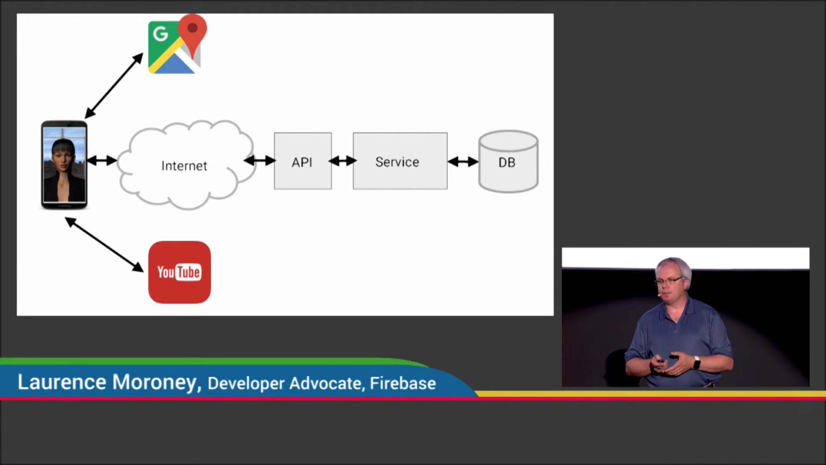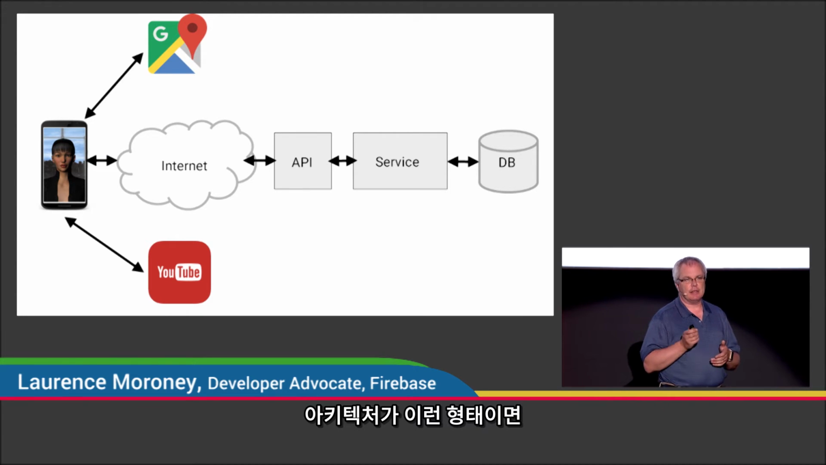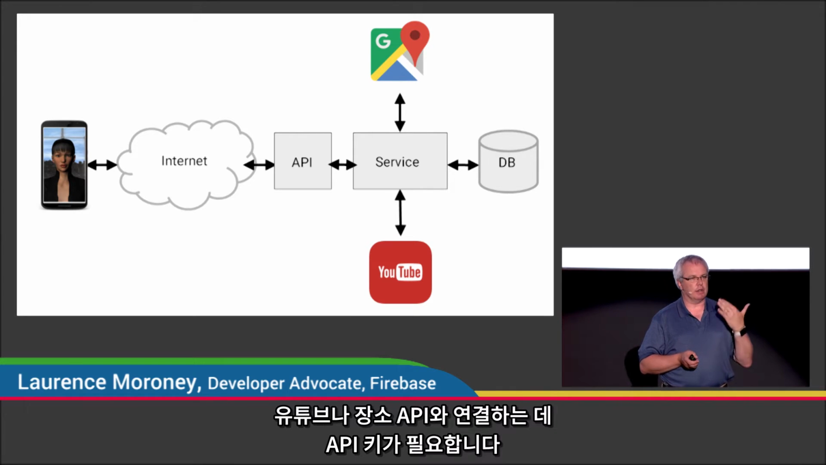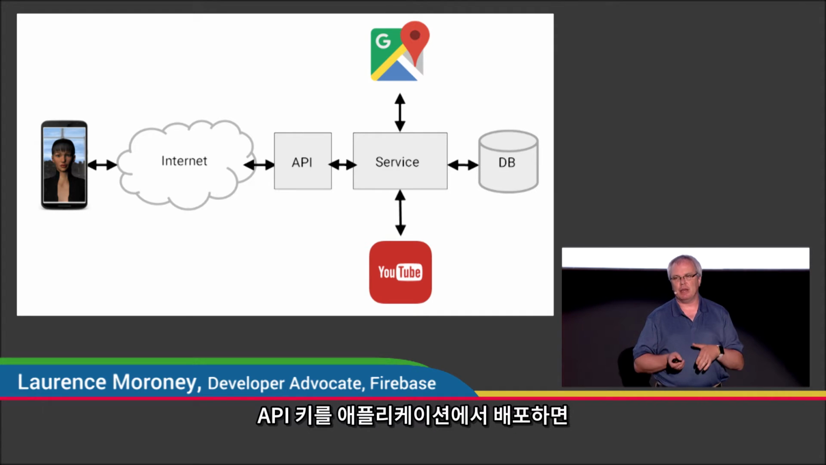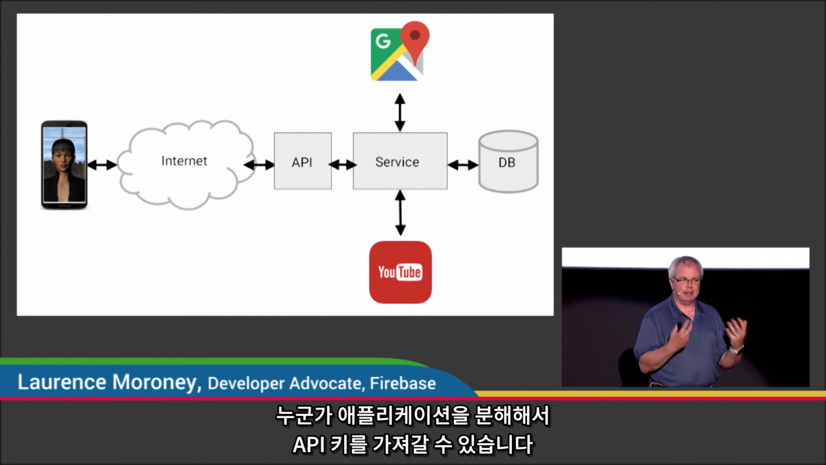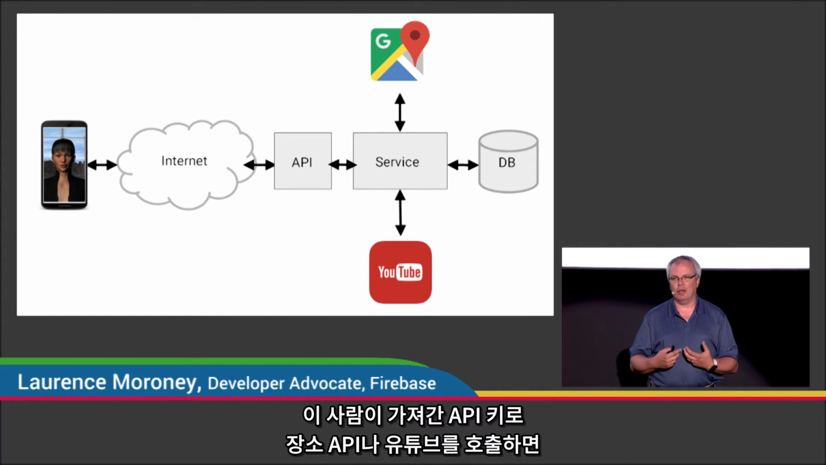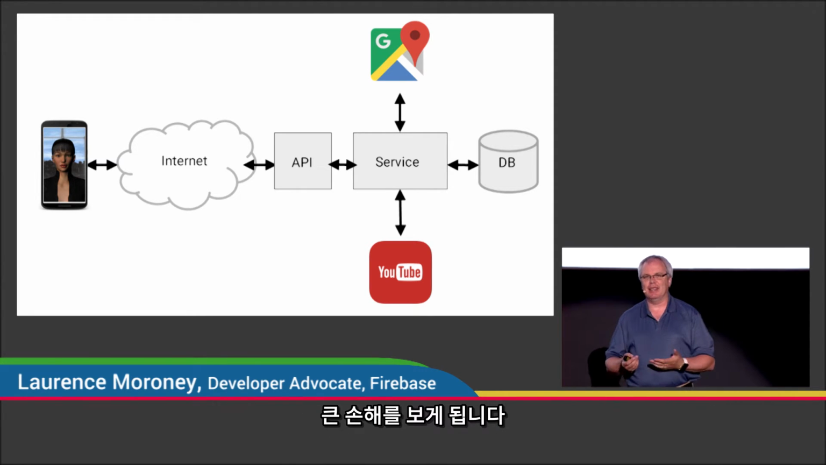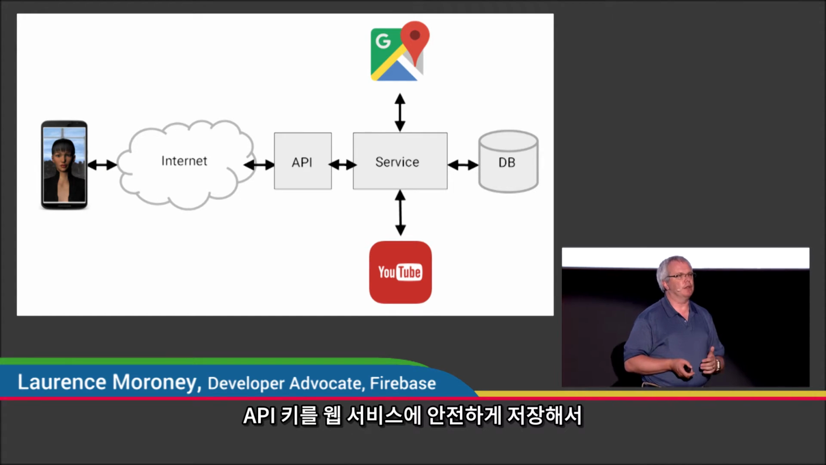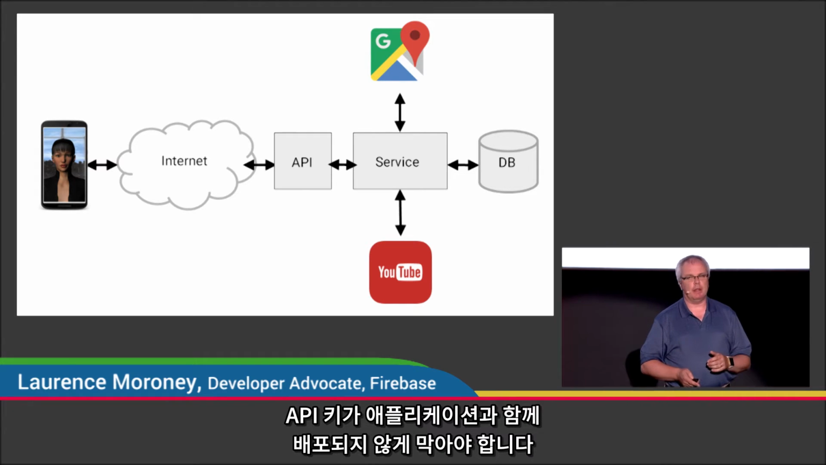It's very complex. Now, the second thing is, when the architecture looks like this, you need API keys in order to talk to YouTube and in order to talk to the Places API. Now, if you distribute those API keys in your application, somebody could reverse engineer your application and take your API keys and then start calling the Places API or start calling YouTube with your keys, and potentially you lose a lot of money from that. So the next thing, usually in a service like that, is that you want to store the API keys safely on your web service so that they're not being distributed with your application.